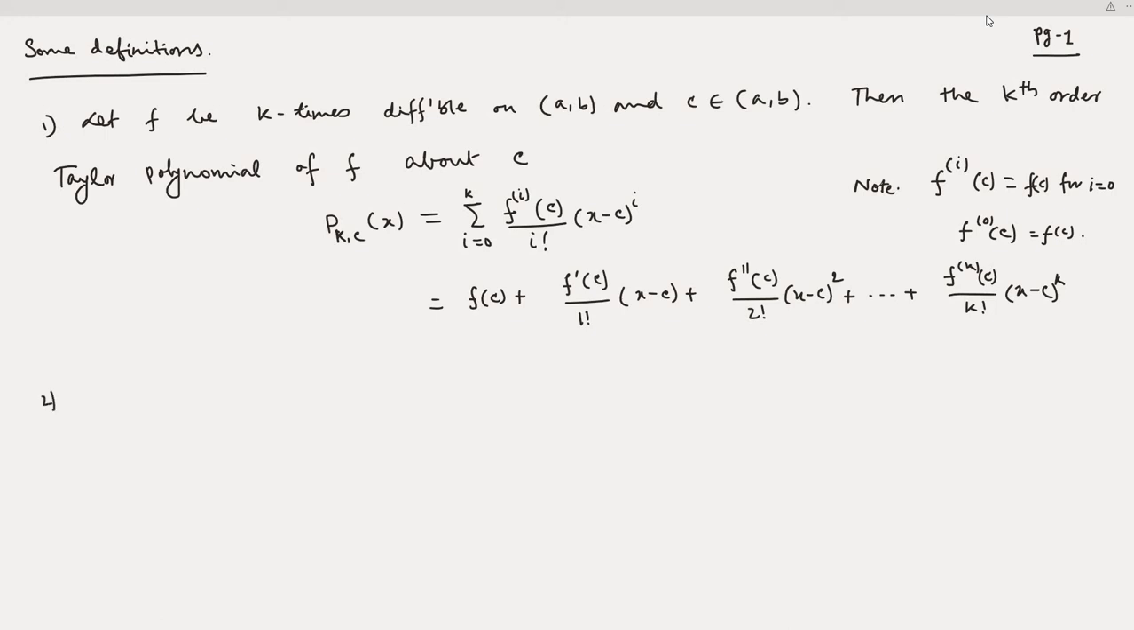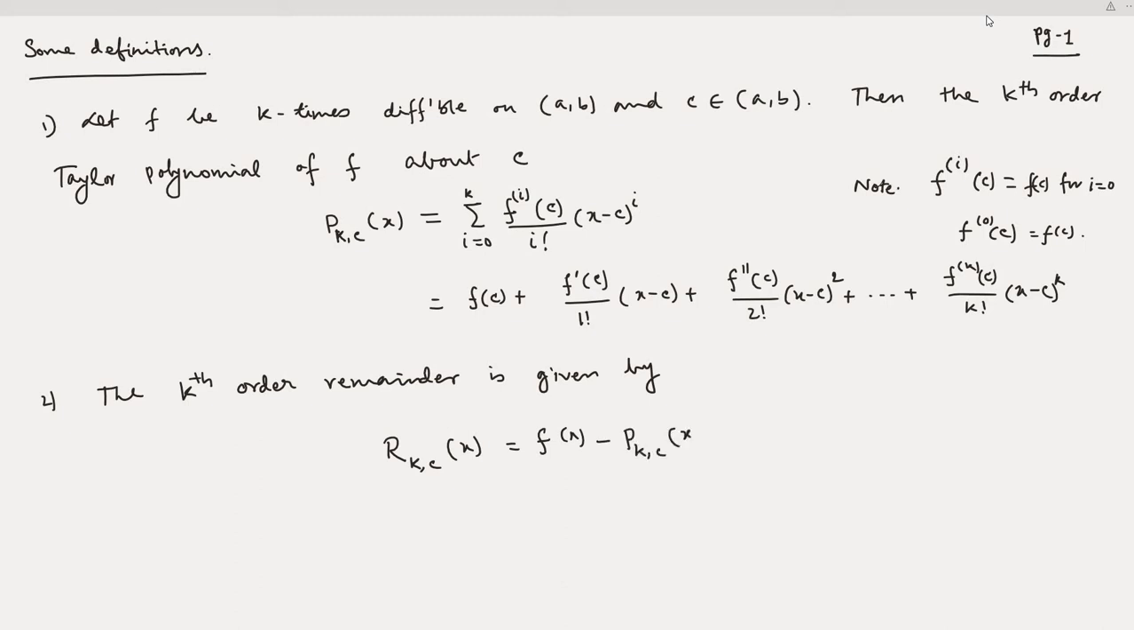And the next definition is on the remainder. The kth order remainder is denoted by R_{k,c}(x), and that is a function in x. This is equal to f(x) minus the polynomial P_{k,c}(x). So this is the remainder.